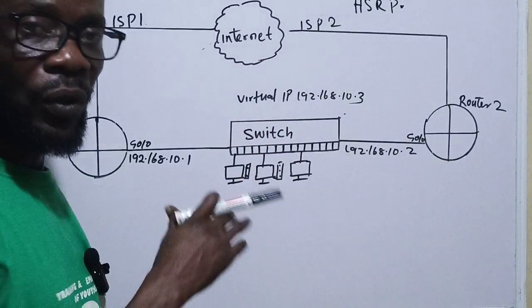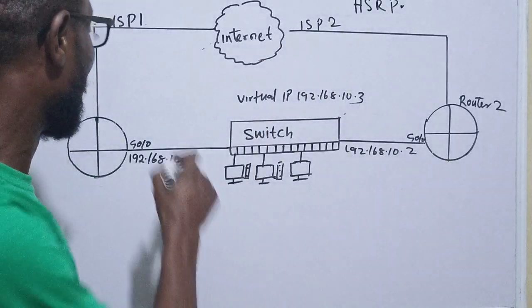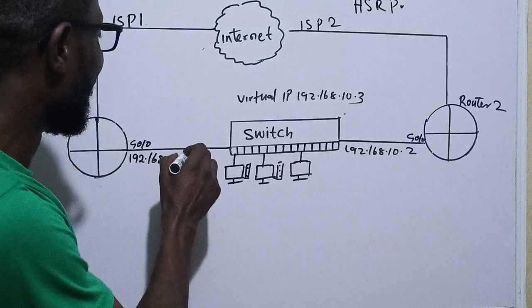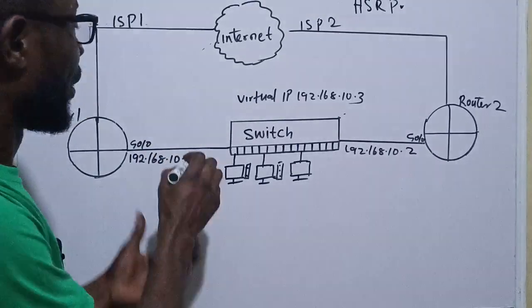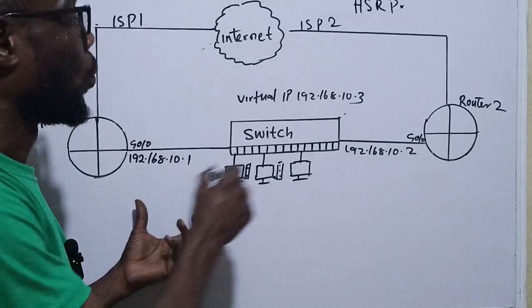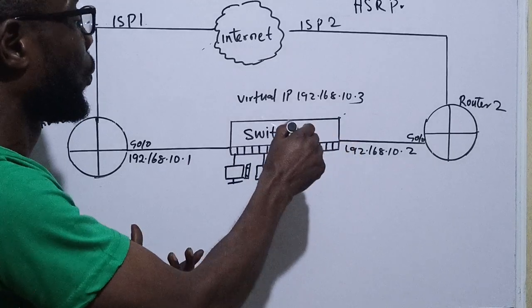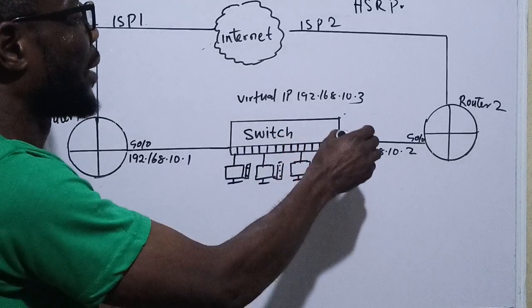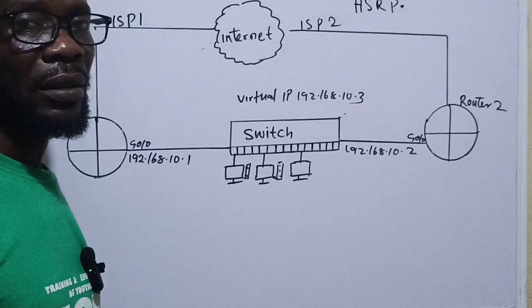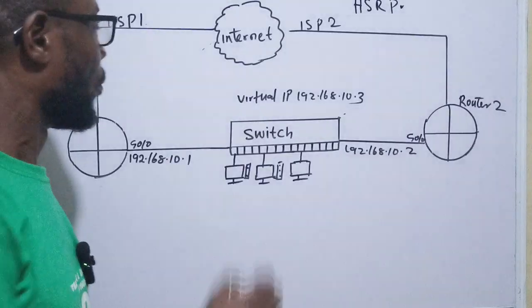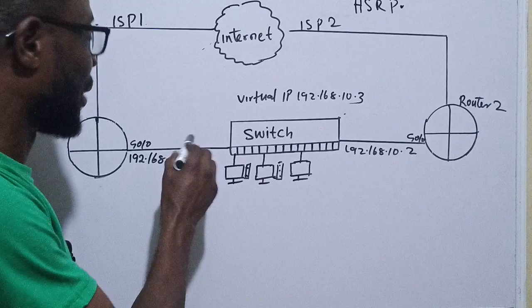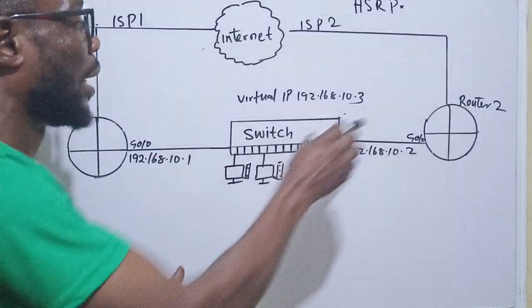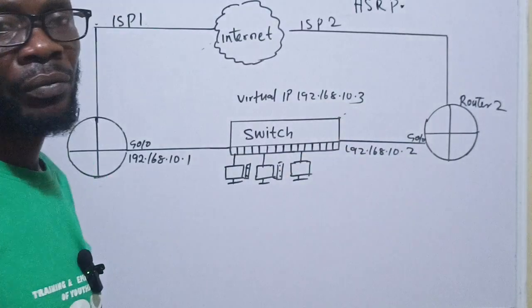So I'm going to configure this network in such a way that when there is a problem with this link, which means the service will cut, the network will go to the internet through the other link. Which means this link has gone down and this link takes over.